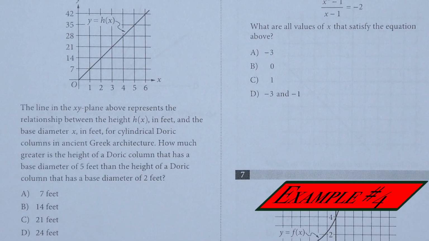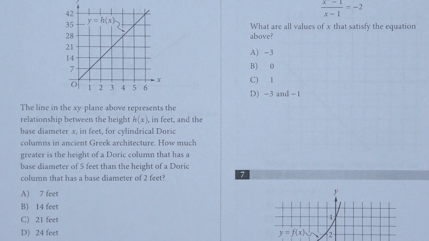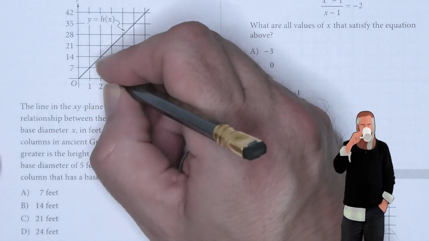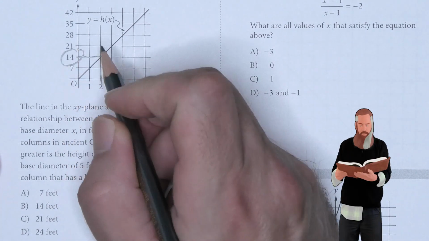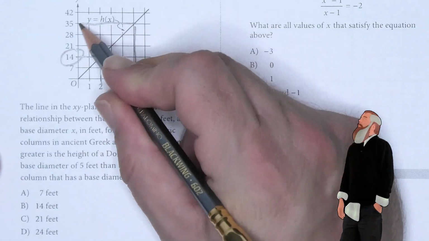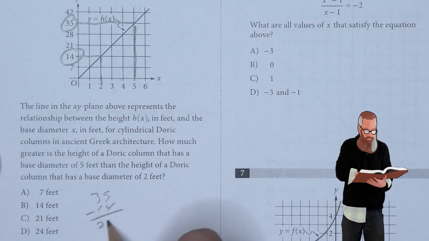The line in the xy plane above represents the relationship between the height h of x in feet and the base diameter x in feet for cylindrical Doric columns in ancient Greek architecture. How much greater is the height of a Doric column that has a base diameter of 5 feet than the height of a Doric column that has a base of 2 feet? Well, if it has a base of 2 feet, then we can see that it has a height of 14 feet. And if it has a base of 5 feet, we can see that it has a height of 35 feet, which means we're looking at 35 minus 14, which is 21.